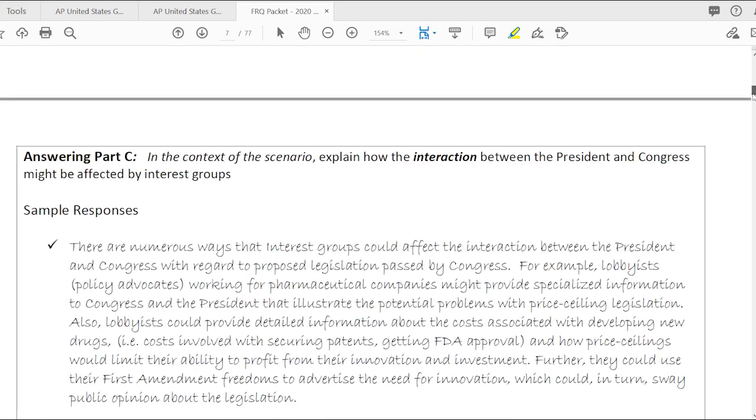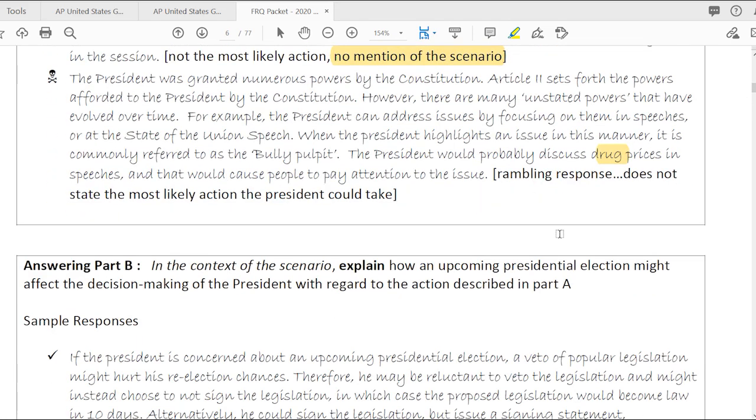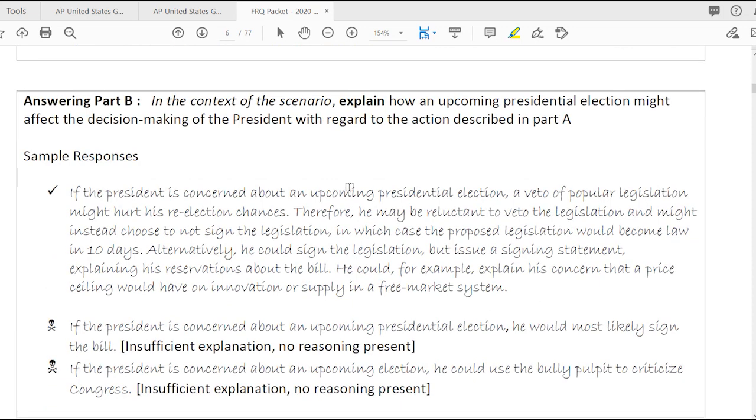If you've got an upcoming presidential election, the president is going to be very aware that the people just elected Congress to pass this legislation. If he vetoes it, he's going to look like a jerk, and he's going to be unpopular with the people. So if he's concerned about an upcoming presidential election, a veto of popular legislation might hurt his re-election chances. Therefore, he may be reluctant to veto legislation and might instead choose not to sign the legislation.